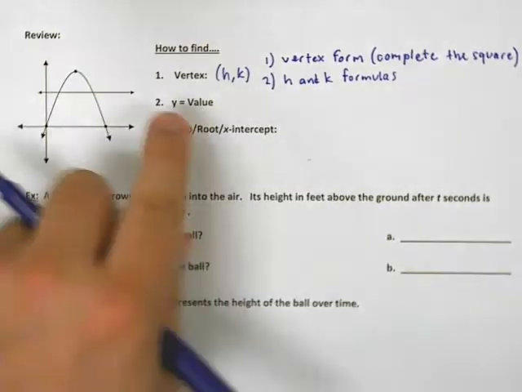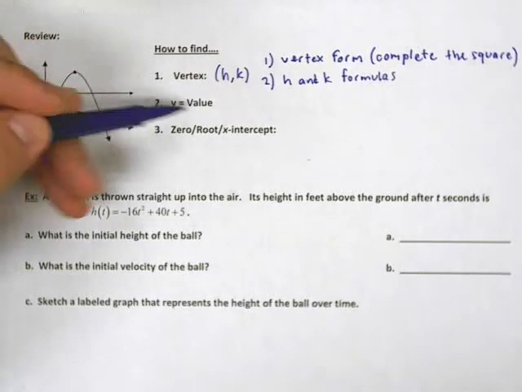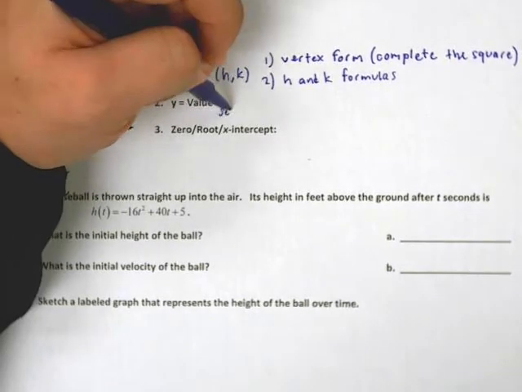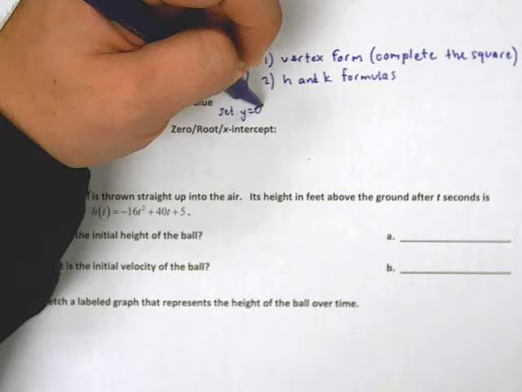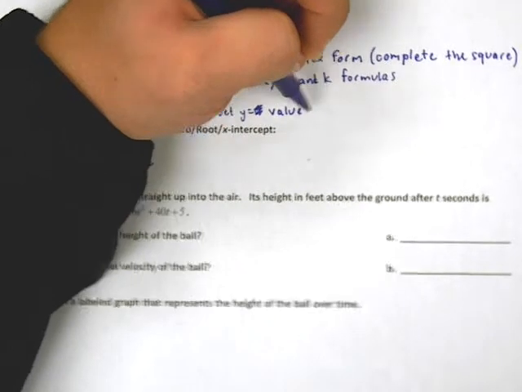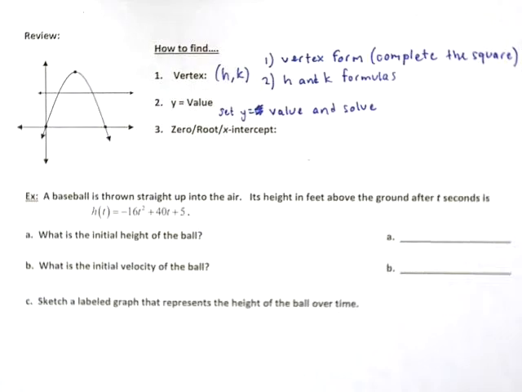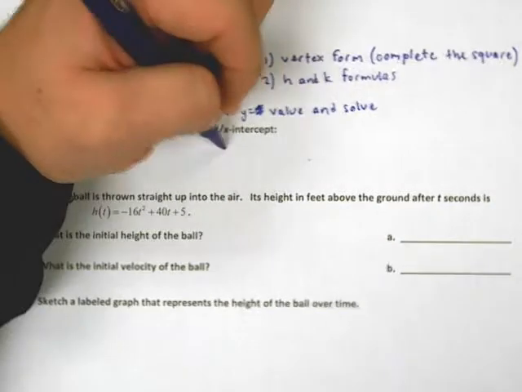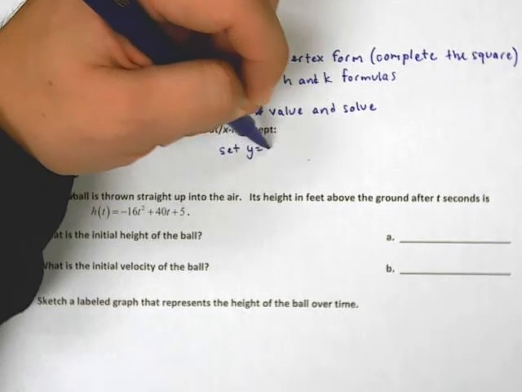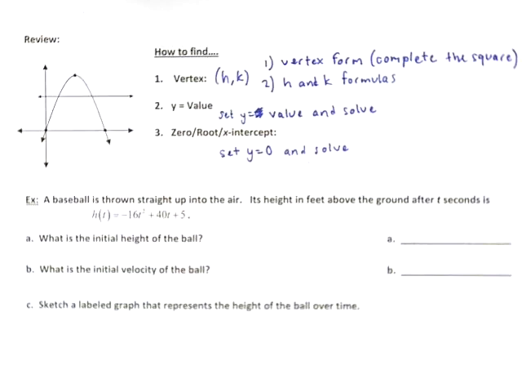If we're trying to find when there's a specific value or a specific height, in this case with projectile motion, well then you just set y equal to the value and solve. And then lastly, 0, or root, or x-intercept. This is when you set y equal to 0 and solve. So those are our 3 situations.